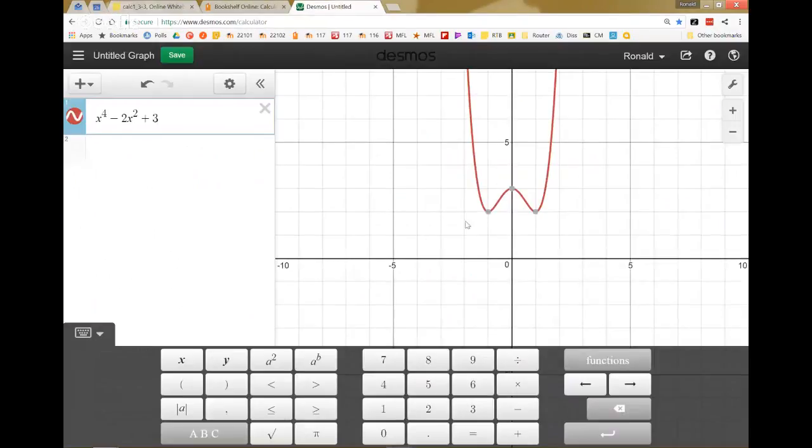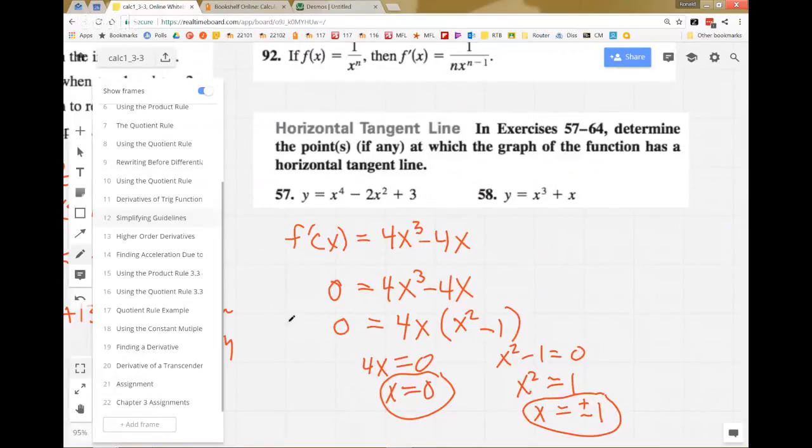And if you look on here, at 0, you see how there's a horizontal tangent line right at that point? It goes right across at this point. And then at -1, oh, yep, that's a horizontal tangent line, and at +1. So we just confirmed our answer is correct.